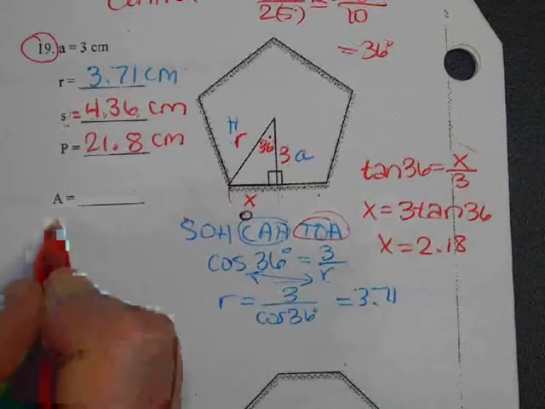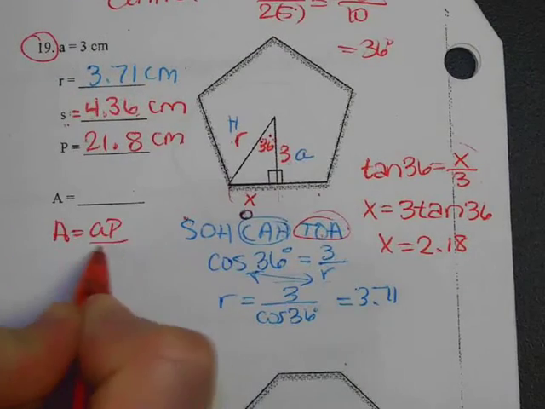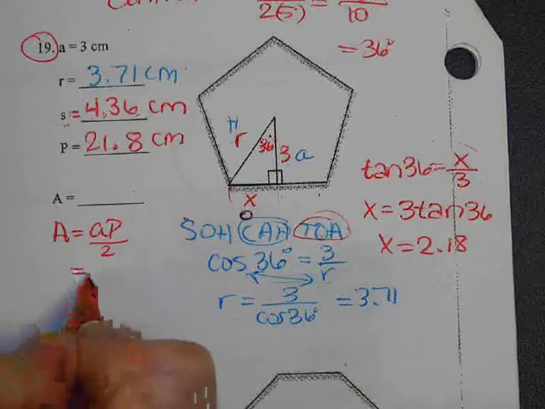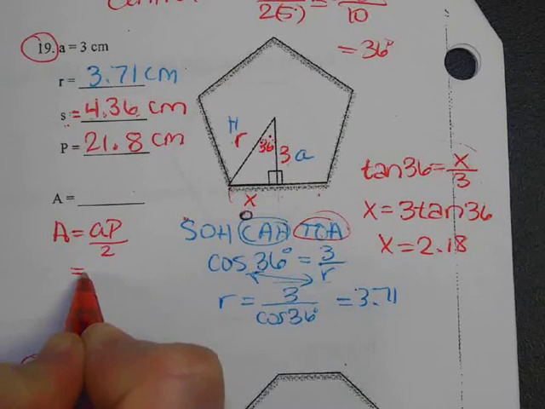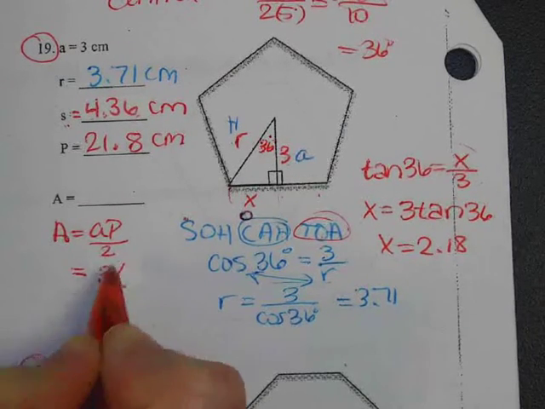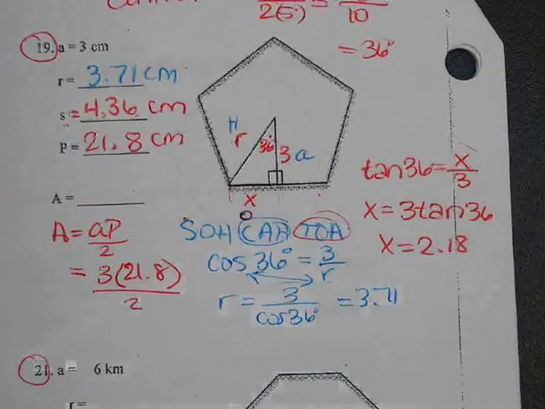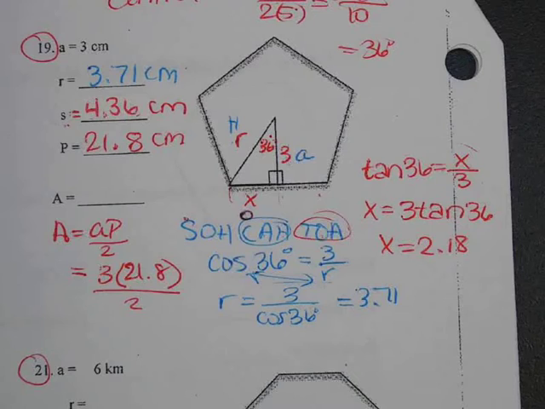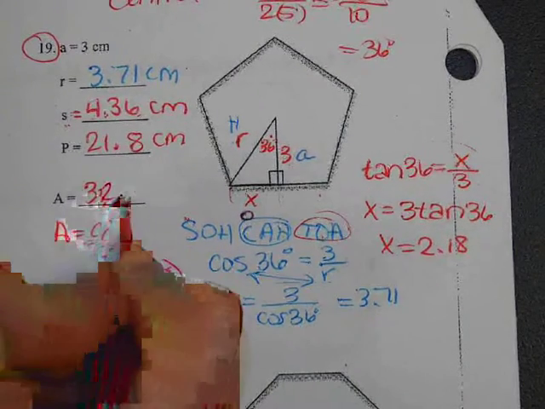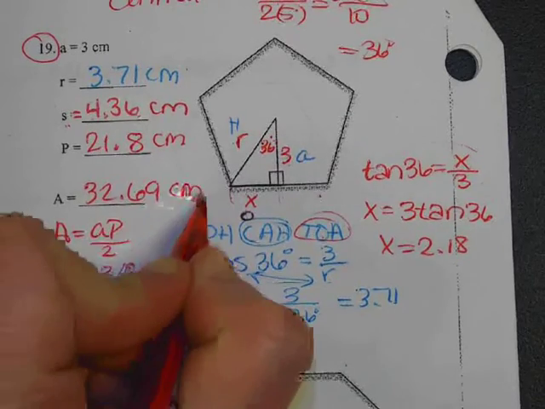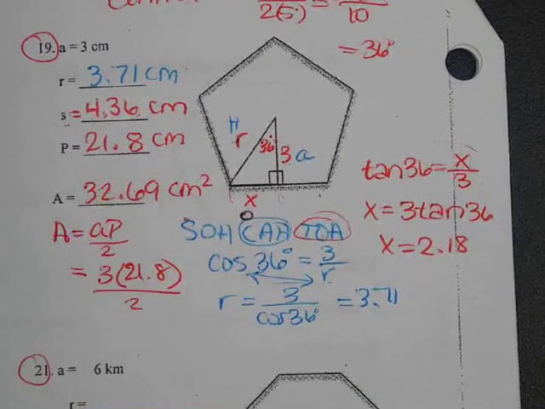All right, to find area, that is our A times P divided by 2. Your apothem is given to you, so that's 3. Your perimeter is 21.8, and you want to divide by 2. So I'm going to multiply by 3 and divide by 2 on my calculator, which comes out to 32.69 centimeters squared. This rounds up to 33 if you were getting a whole number answer, which is on the key.